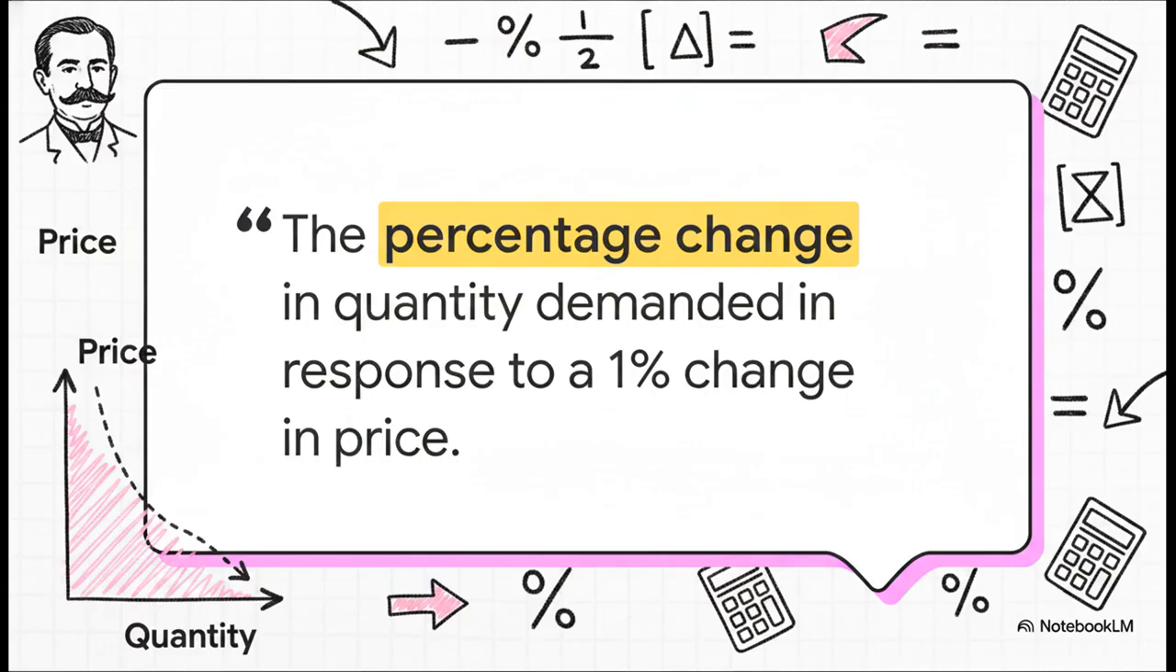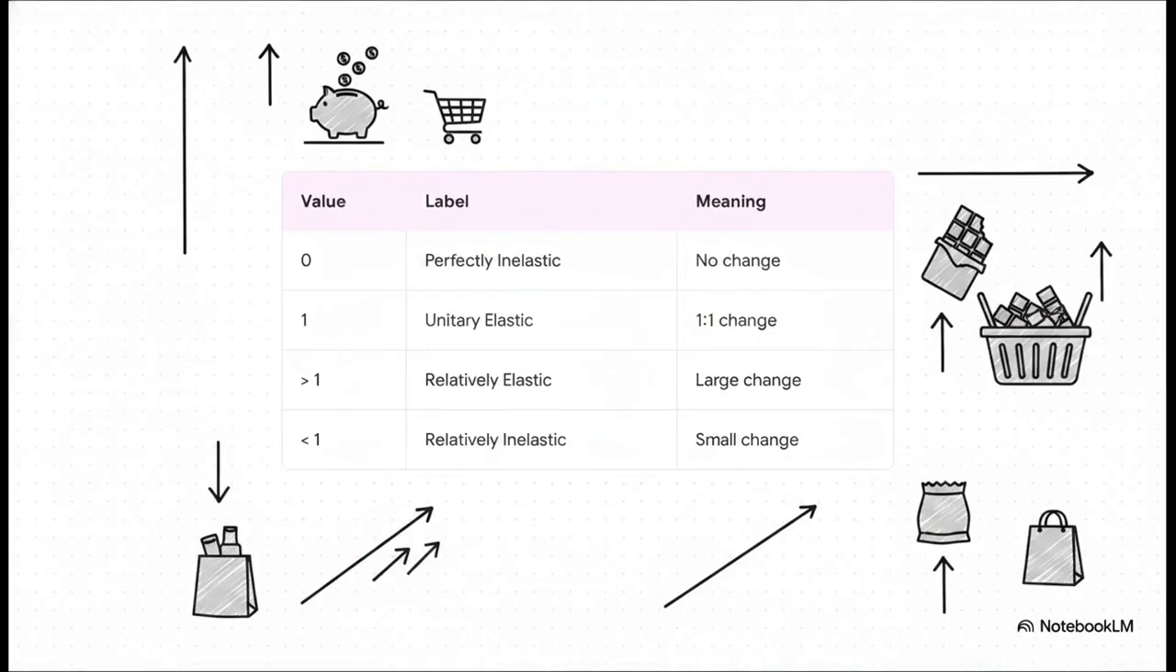Now, here's a quirk. Because price goes down when demand goes up, and vice versa, the math almost always spits out a negative number. Keep that in mind. But for the sake of easily categorizing how elastic something is, economists often just look at the absolute value. And when we do that math, we can categorize the results perfectly.